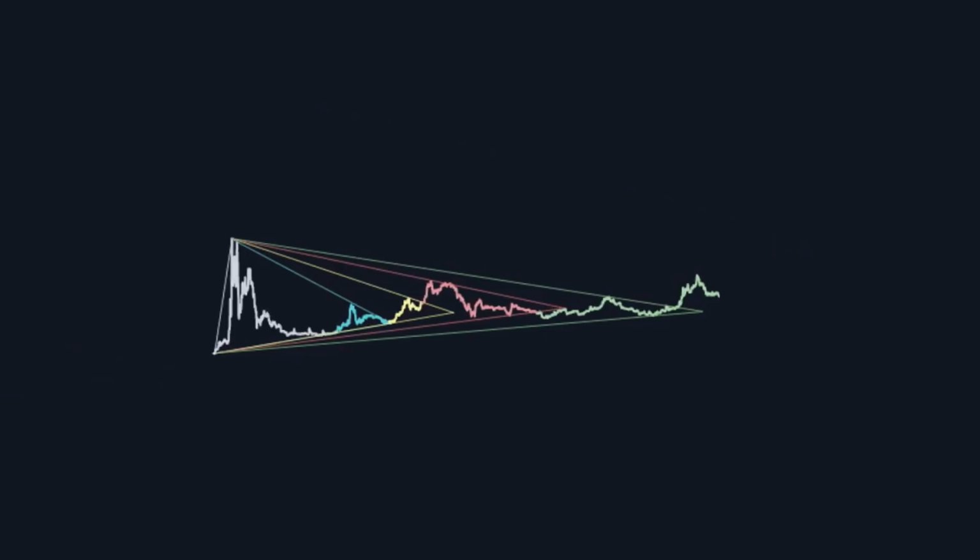So I've labeled here in white basically the cycle that's reoccurring, or the run up, and in blue would be the first flag, yellow the second flag, red the third flag, and then green the fourth flag. And green is the flag that we broke out of, right?